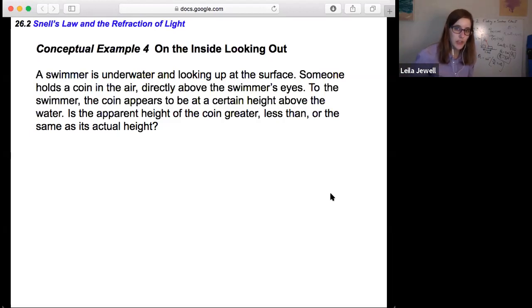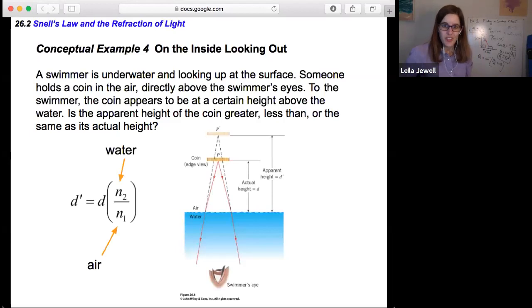I want you to think about this for a moment, so go ahead and hit pause so you can reflect. Did you do that? Okay, let's check. So the apparent height is higher than the actual height.